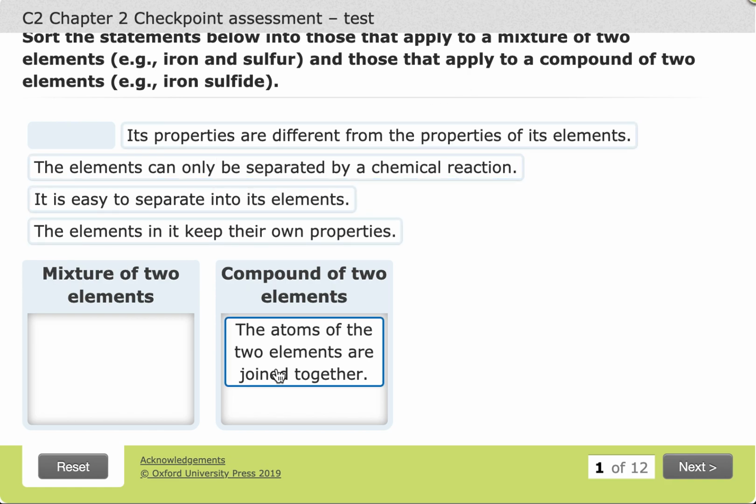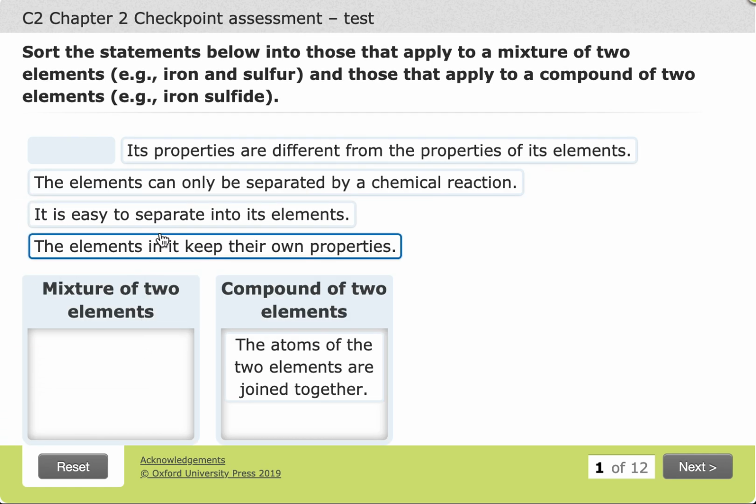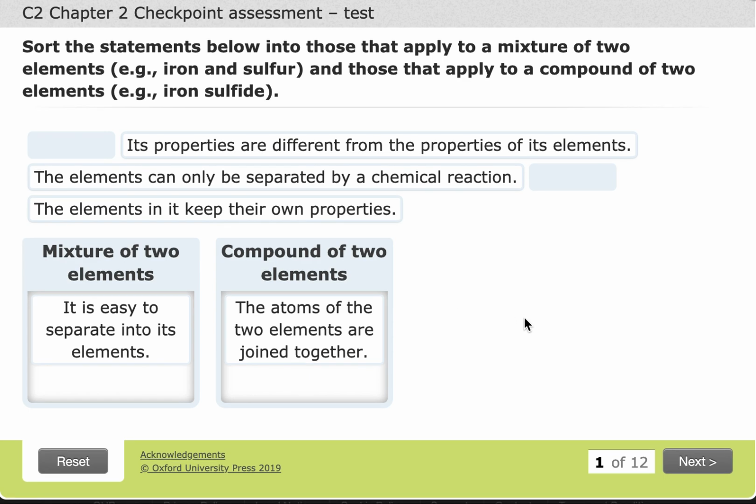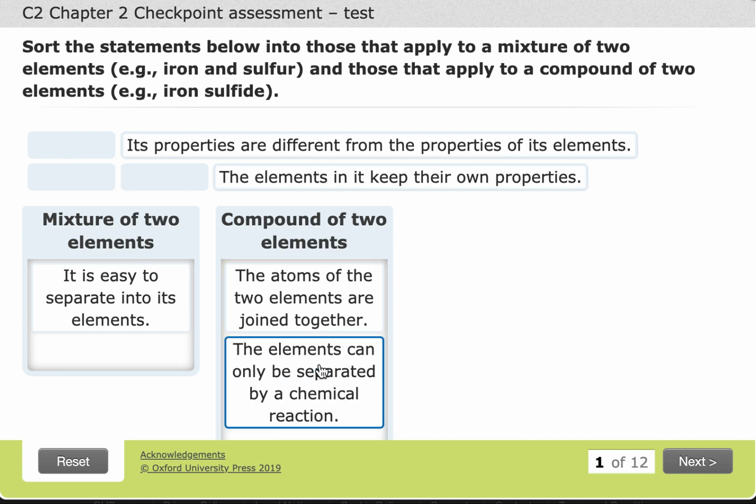Let's have a look at something else. It's easy to separate into its elements. Well, that would be describing a mixture. Why? Well, there is no bond. If there's no bond, it's easier to separate. Okay. If we're trying to separate a compound, what we would need to use is a chemical reaction, maybe displacement, for example.